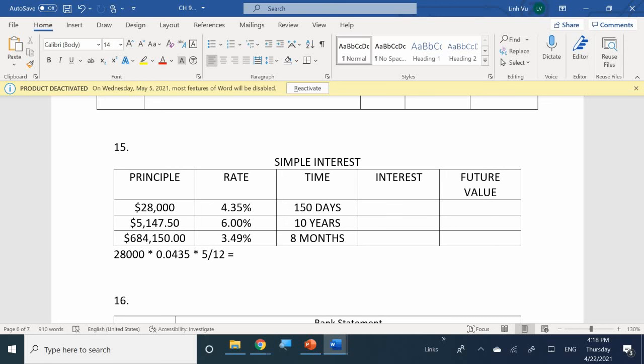So, I got 609, for the interest, or for the time, or for the total interest. For the interest. So, Melinda got 609. Let's see. What did everyone else get? So here, what are we doing? How do we calculate the interest for the simple interest? Principal rate time.